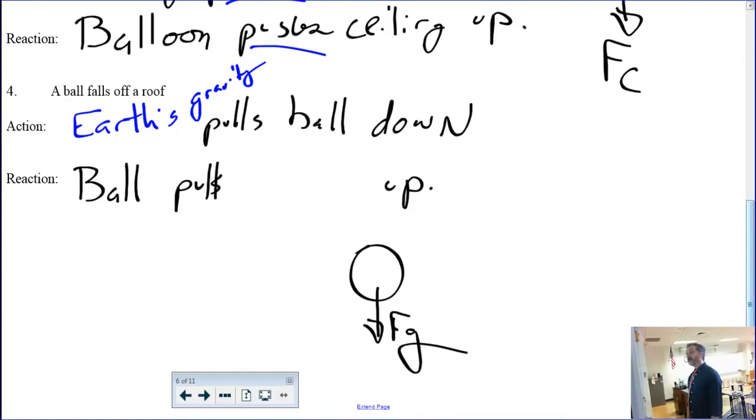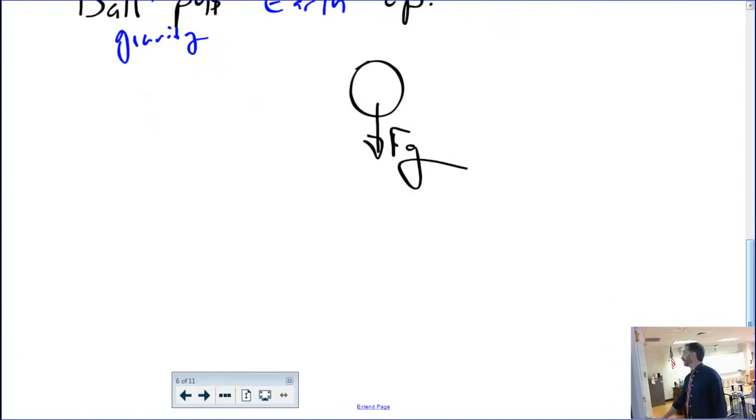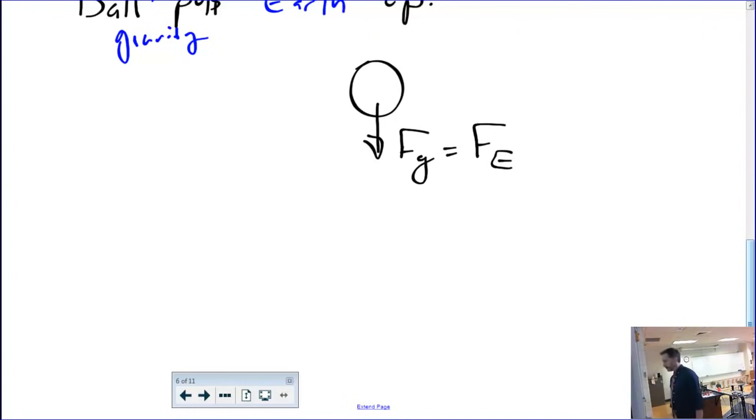All right, and then the reaction, weirdly, is the ball's gravity pulls the Earth up. Oops, I just stepped on a duck. All right, so this is weird. So here's what I'm telling you. So here's my ball. Erase that. I'm going to put that back. This is the force of gravity. It's also the force of the Earth. All right? So now here's the Earth.